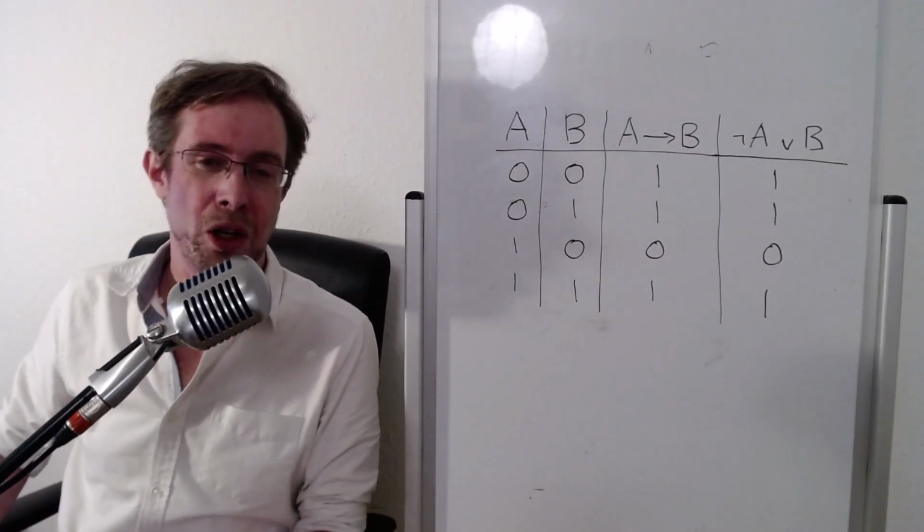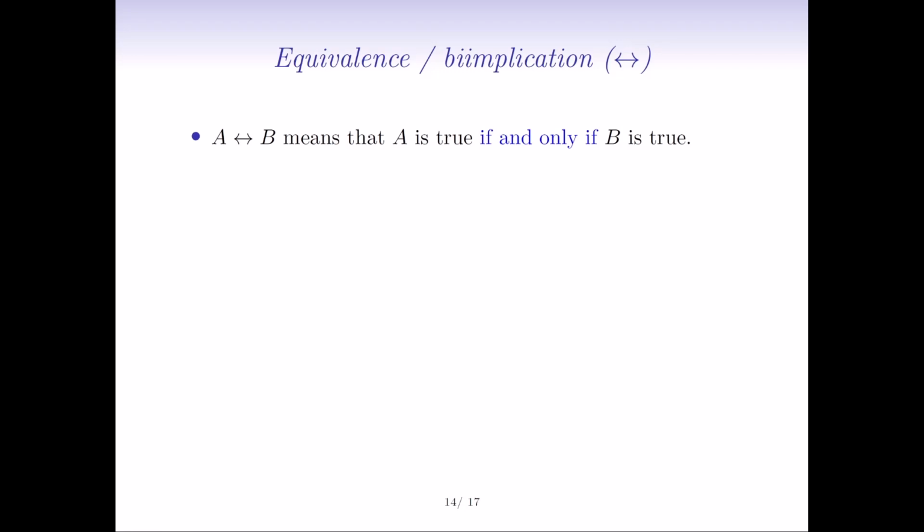Okay, let's move on. So lastly of our connectives, we have equivalence, or bi-implication, the double-headed arrow. A if and only if B means that A is true if and only if B is true. In other words, A and B share a truth value. So if A is true, then B is true, and if A is false, then B is false, and vice versa.